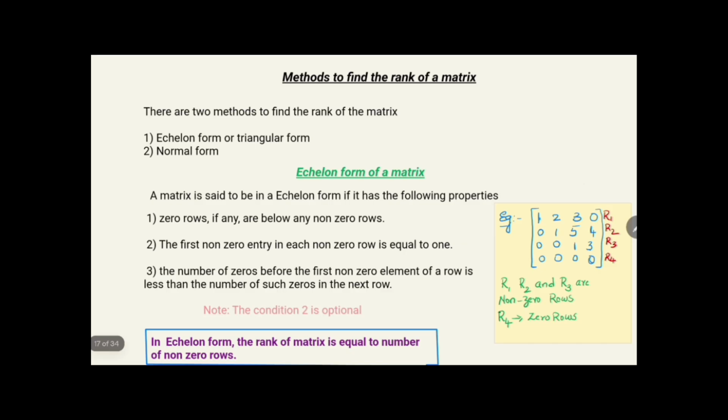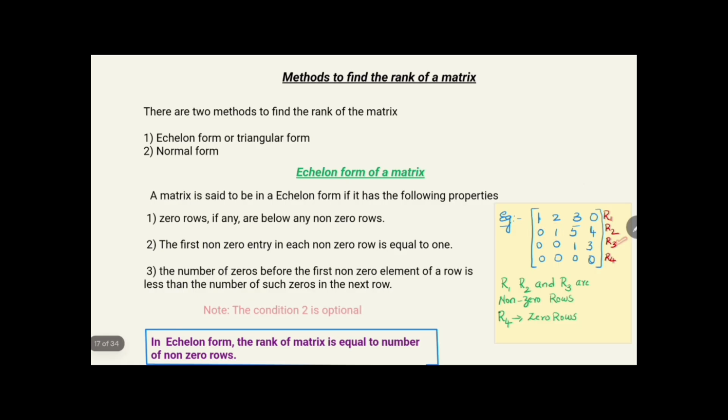See the first row. In the first row, what is the non-zero element? The non-zero element is the first 1. Before this one, we don't have any zeros. So forget about R1. Coming to R2, what is the non-zero element? It is 1. Before this non-zero element 1, we have one 0.